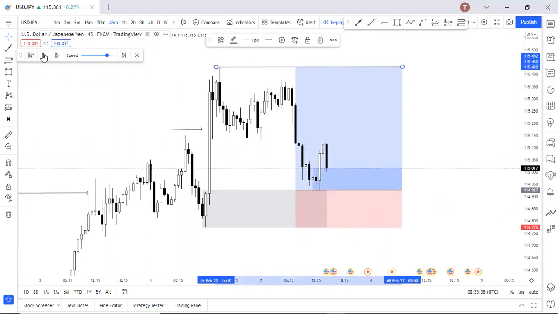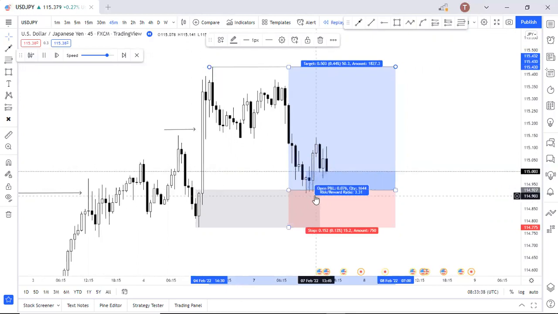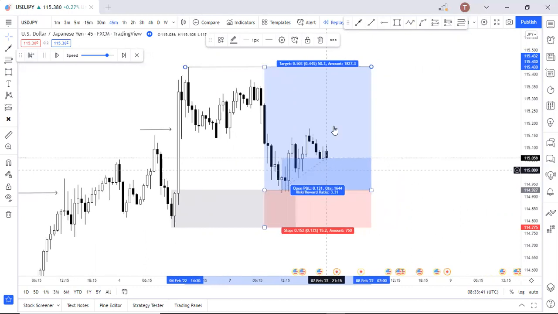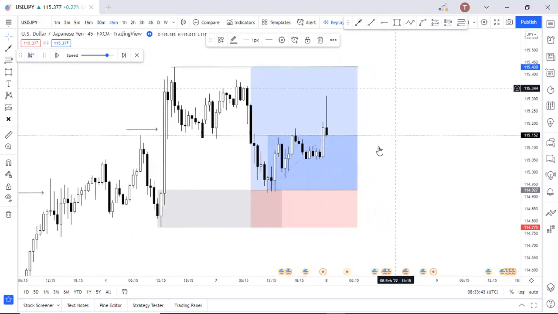The market tapped me in perfectly, and with little or no drawdown, the market rallied all the way up, giving me a 50 pips profit.